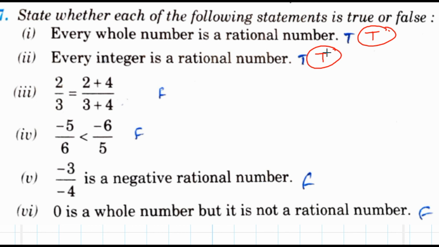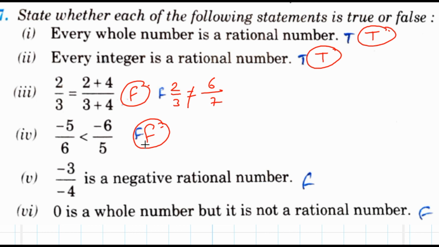So now is this equal to this? So if I solve this side, 2 plus 4 has become 6 and 4 plus 3 is 7. This is not equal, so this is false. Minus 5 upon 6 is less than minus 6 upon 5. So this is also false, right?